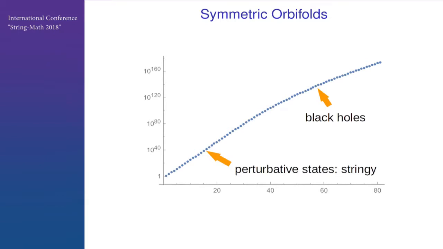So just on a plot, basically what you see here, the light states have this Hagedorn growth, this linear growth, and then the black hole growth kicks in almost immediately.